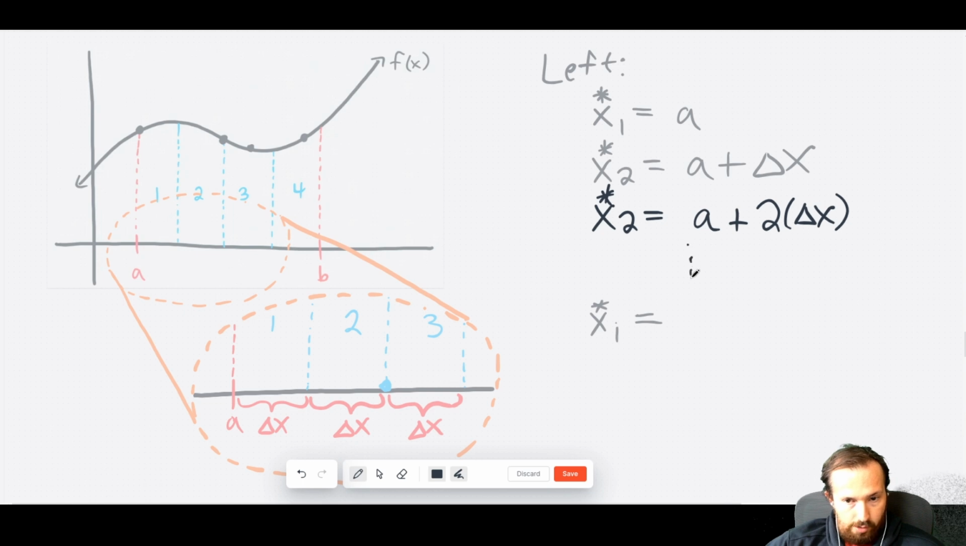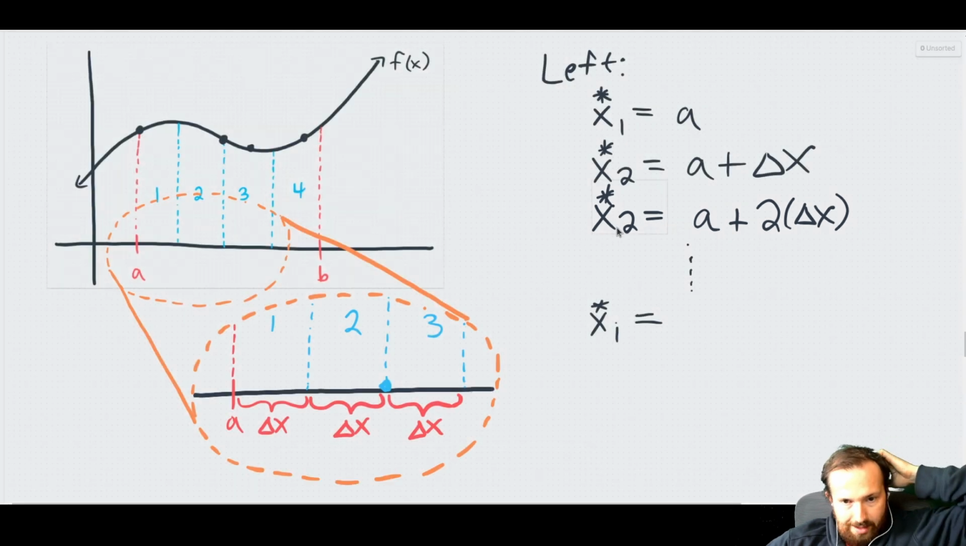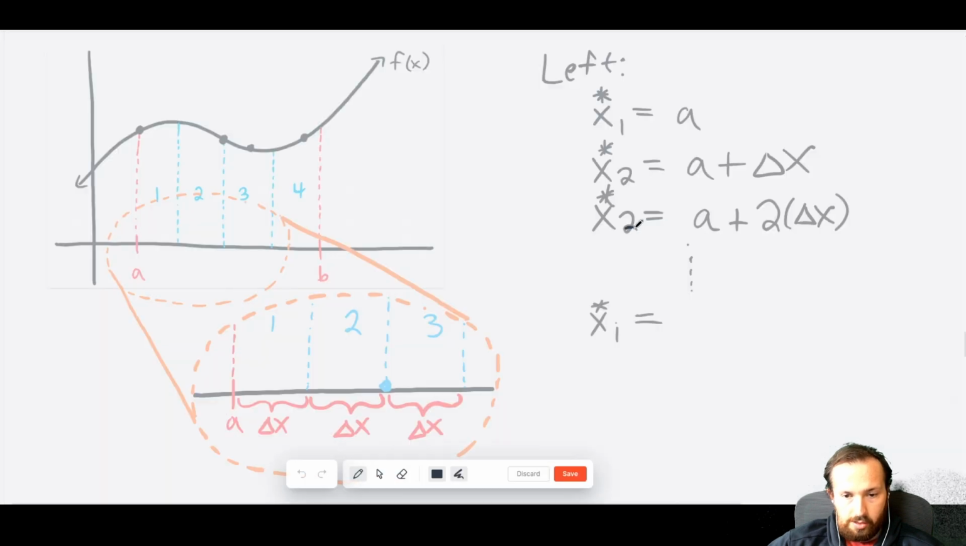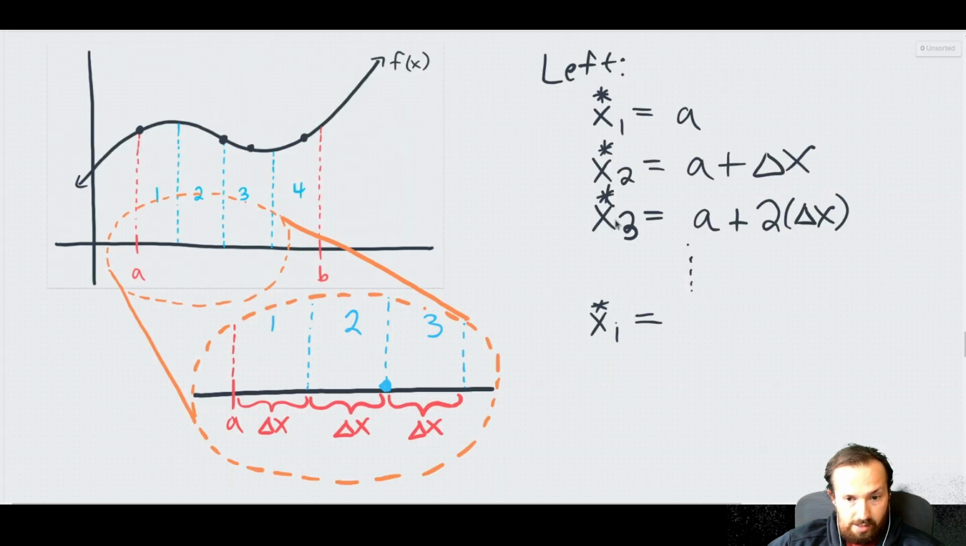And hopefully at this point you can kind of see the pattern. The sample point for x3 would be A plus 3 delta x. And we could kind of continue along there. Or sorry, this is 3 right here, my bad. I meant to say that sample point for x4 should be 3 delta x.